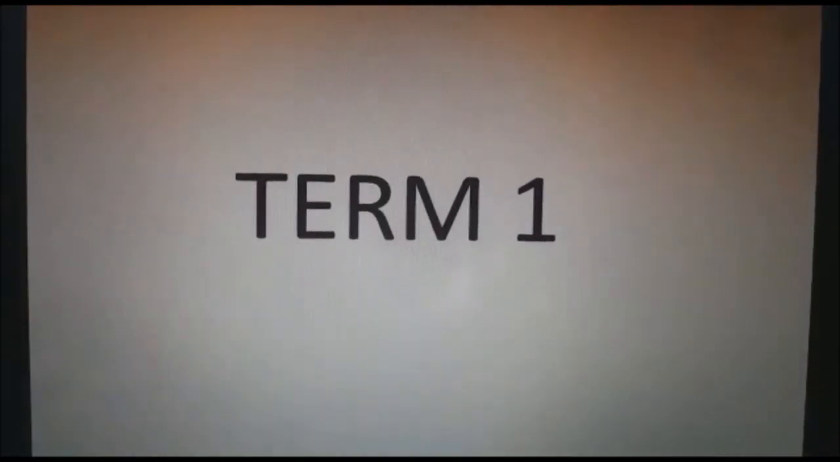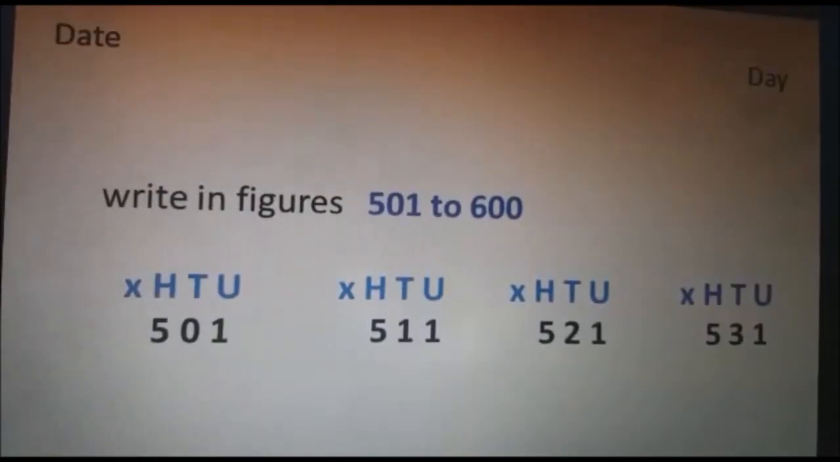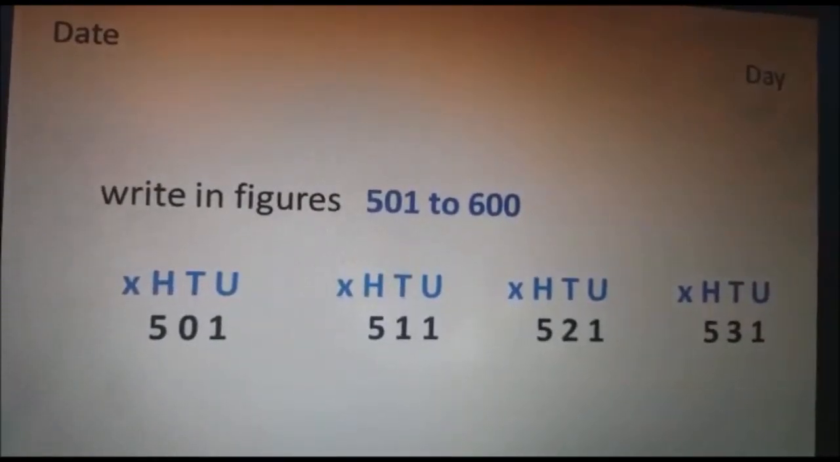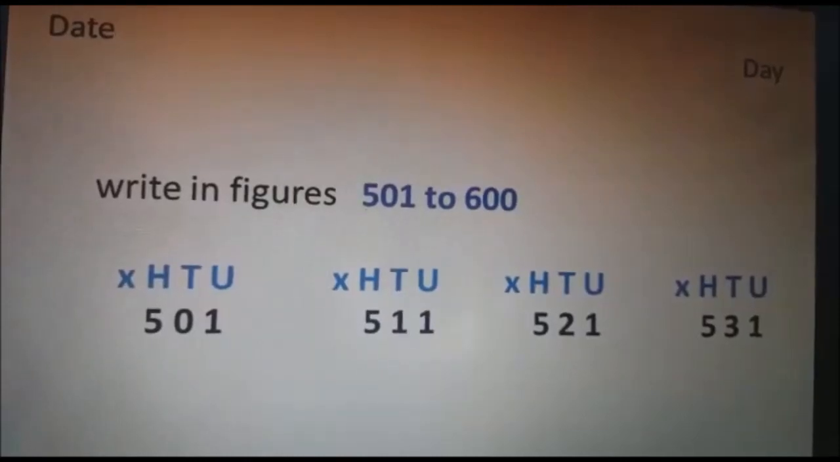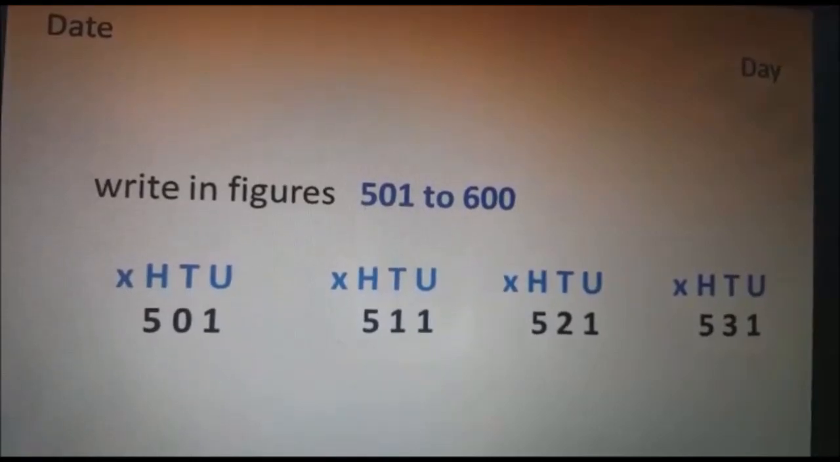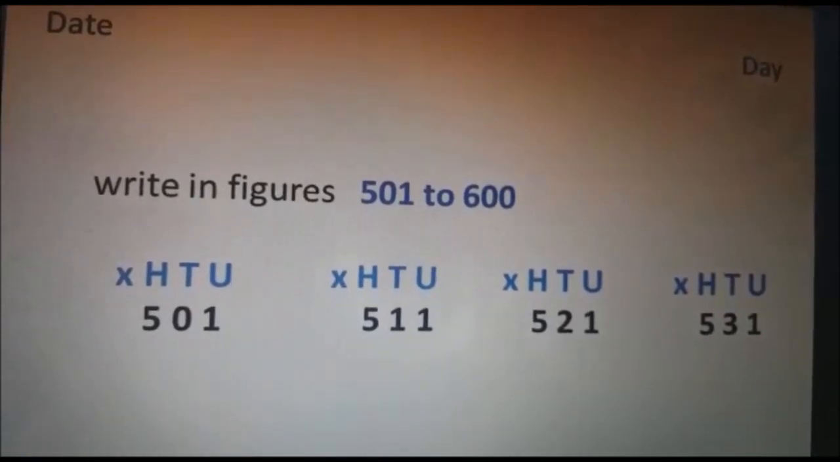Okay children, now move forward to the notebook work. First you will make the title page of term 1 with your blue color. Look at term 1, this page. First put the date and day. Now write the caption. Write in figures 501 to 600 with your blue color.